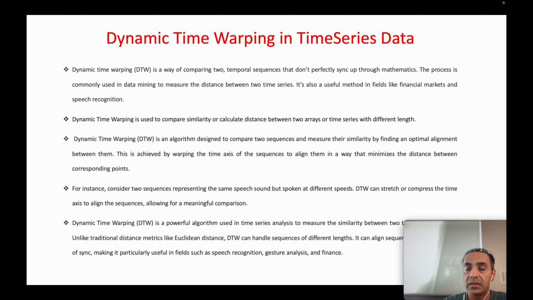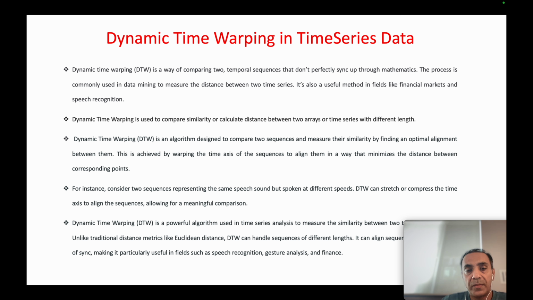I'm sure all of you have studied, at least in early schooling, the Pythagoras theorem. So the principles of the Pythagoras theorem are used in calculating Euclidean distance, and we usually use that distance when we are implementing dynamic time warping. For instance, consider two sequences representing the same speech sound but spoken at different speeds. The DTW method can stretch or compress the time axis to align the sequences, and that allows for a meaningful comparison between or among those sequences that we are comparing for similarity or dissimilarity.